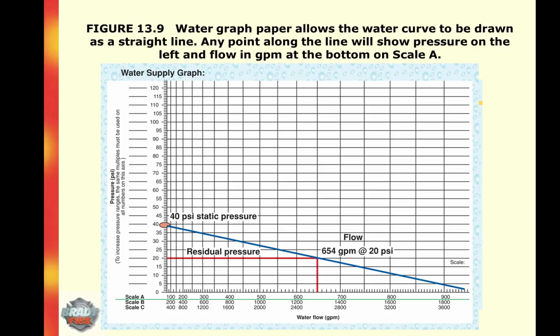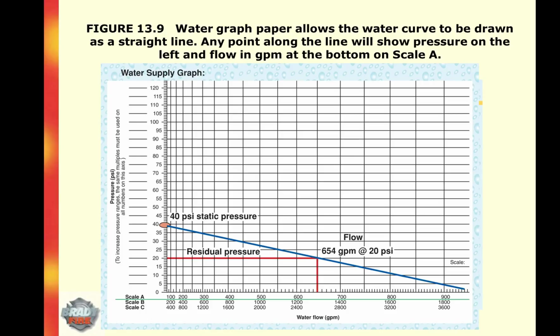Any point along the line will show the pressure on the left and the flow in GPM at the bottom of the scale. First, plot the static pressure at zero flow, which represents the system's available water. Next, select the scale on the graph paper and locate the flow pressure at 15 psi with a total flow of 654 gallons per minute. The water curve can now be drawn on the graph paper using the ruler to connect the 2 data points.